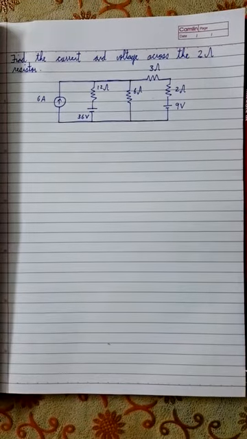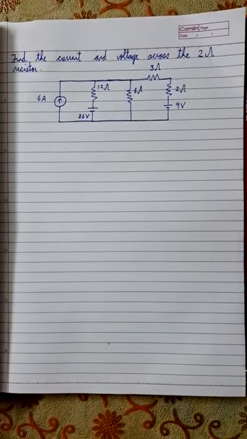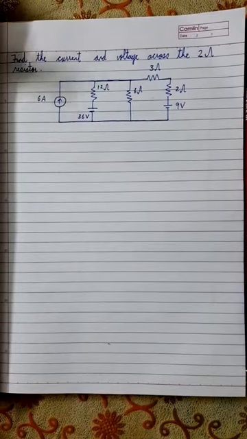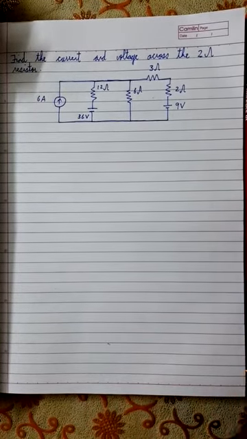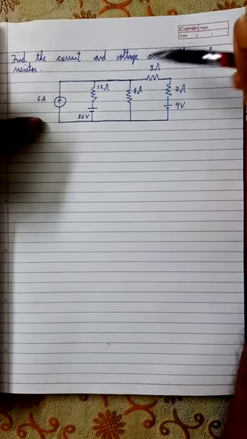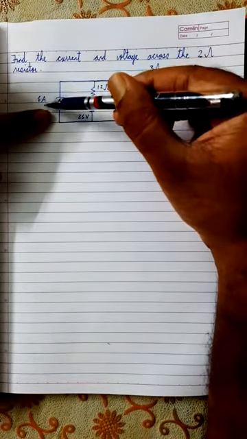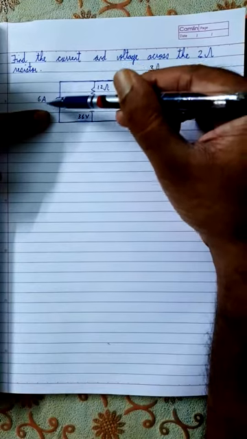So now let's do the next question. Find the current and voltage across the 2 ohm resistor. Okay. So here in this question the only thing different is the presence of this current source, the 6 ampere current source is over here.